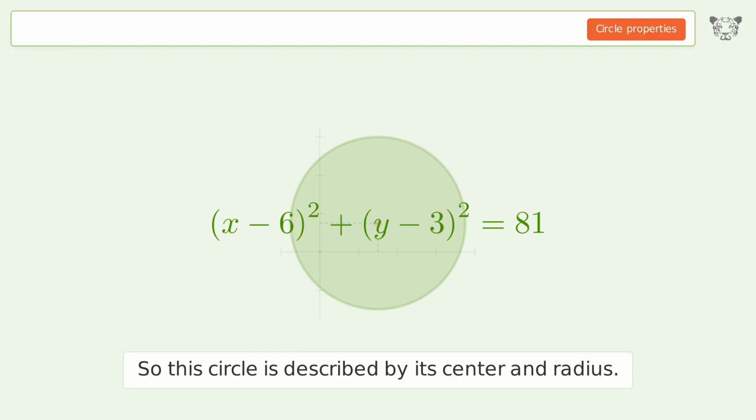Now we derive the related properties from the radius. The diameter is 2 radii across, 2 times 9 equals 18. The circumference is 2 pi r, 2 times pi times 9 equals 18 pi. The area is pi r squared, pi times 9 squared equals 81 pi. So this circle is described by its center and radius.